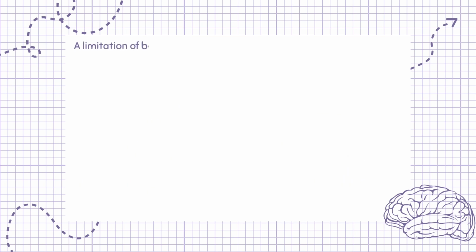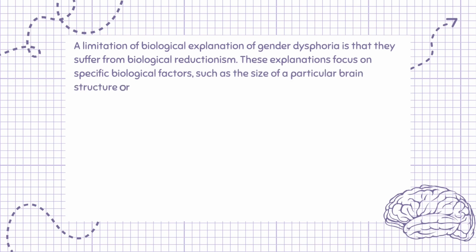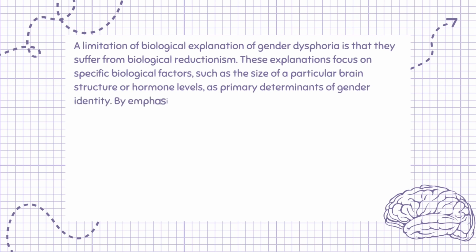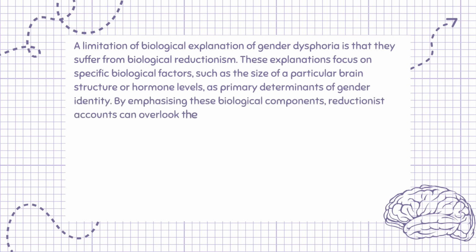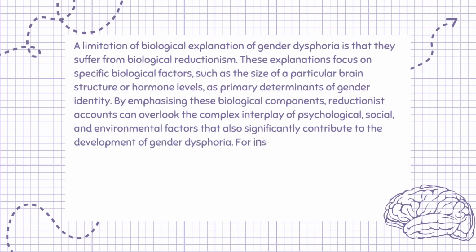A limitation of biological explanations of gender dysphoria is that they suffer from biological reductionism. These explanations focus on specific biological factors, such as the size of a particular brain structure or hormone levels, as primary determinants of gender identity. By emphasizing these biological components, reductionist accounts can overlook the complex interplay of psychological, social, and environmental factors that also significantly contribute to the development of gender dysphoria.